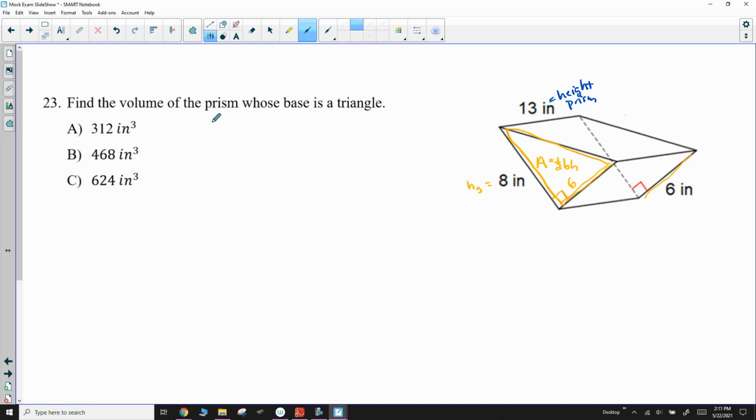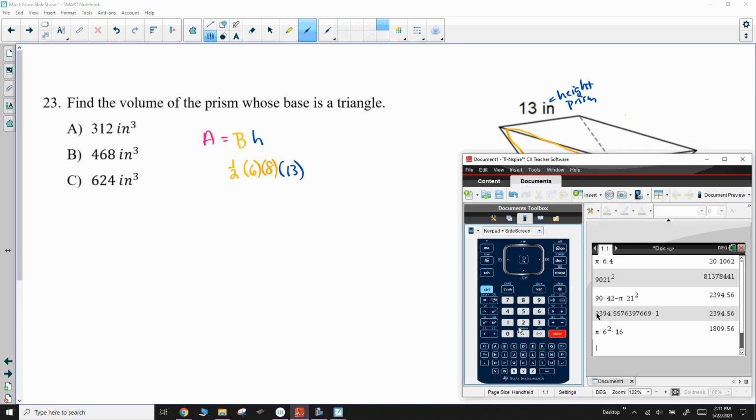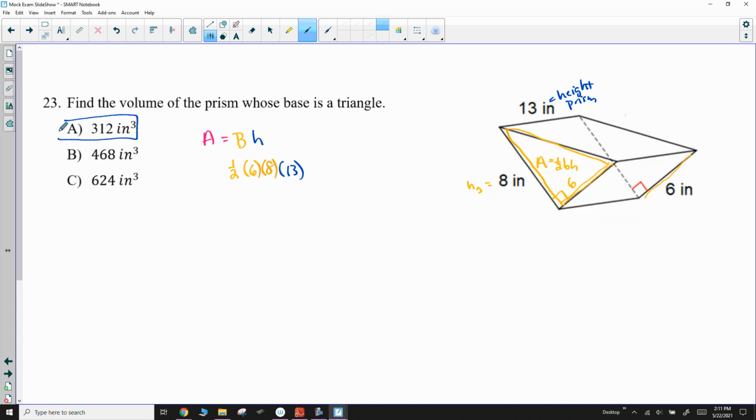So my volume of a prism is the base times the height. So for this, my base is 1/2 times 6 times 8, and the height of the whole prism is 13. So this is what I'm taking to my calculator. I'm going to change that 2.5 to 0.5. So I'm going to say 0.5 times 6 times 8 times 13 is equal to 312. There we go. Volume is cubic, so my units are on.